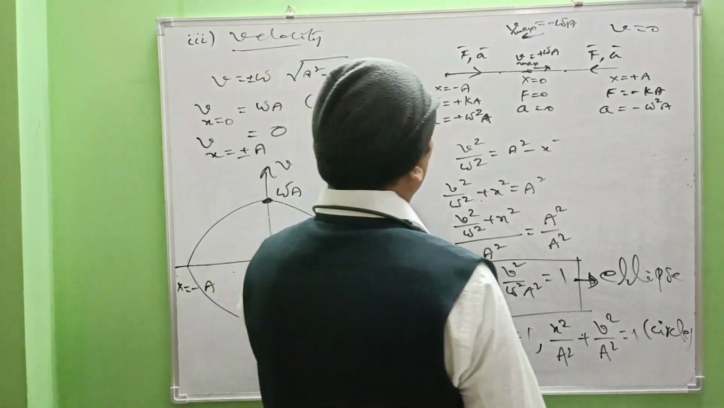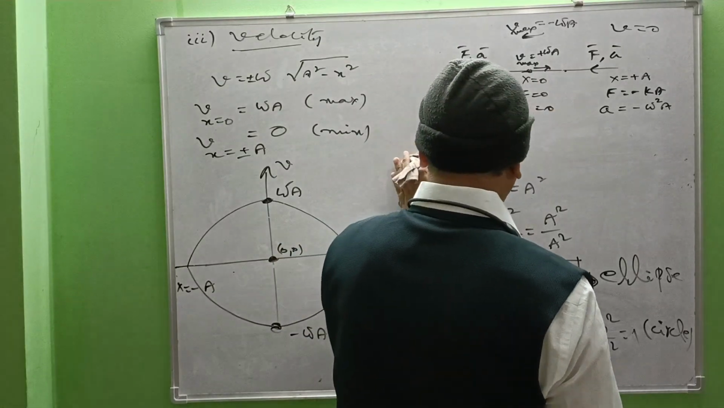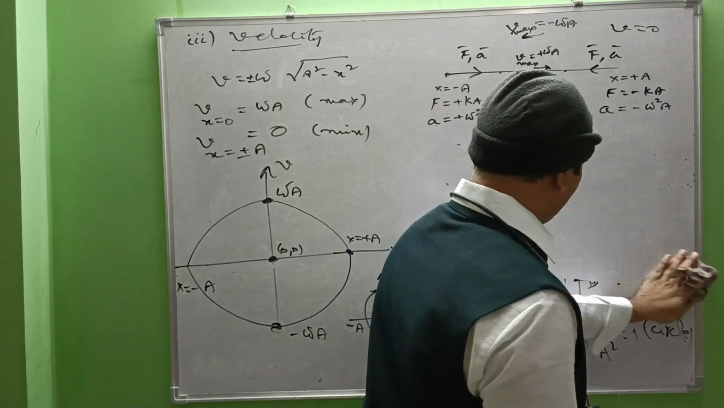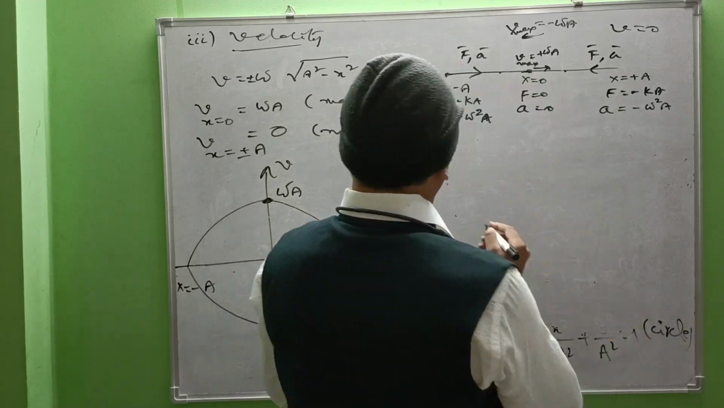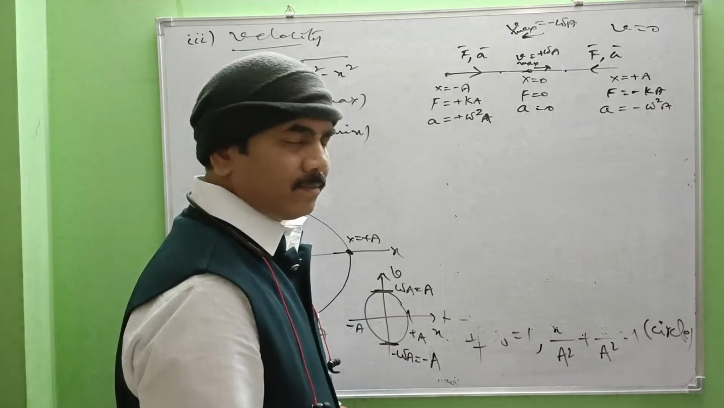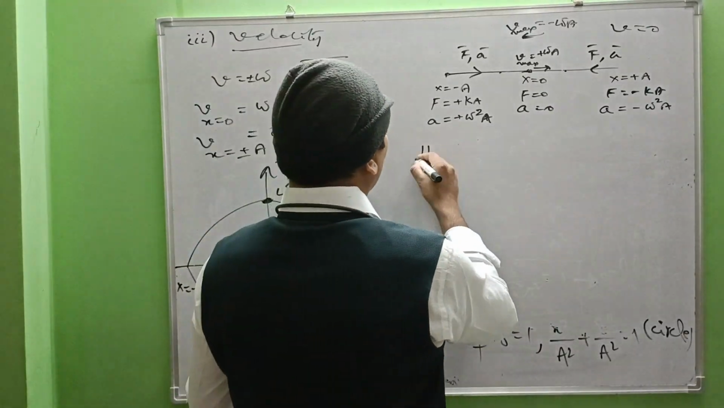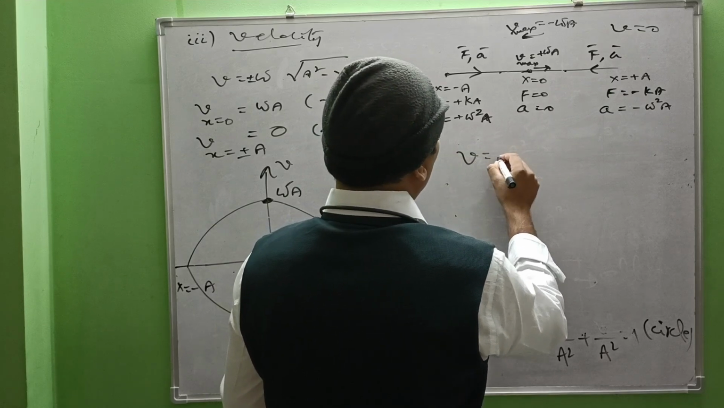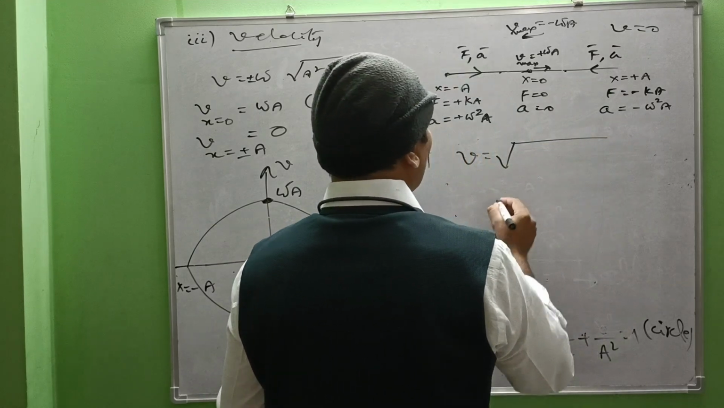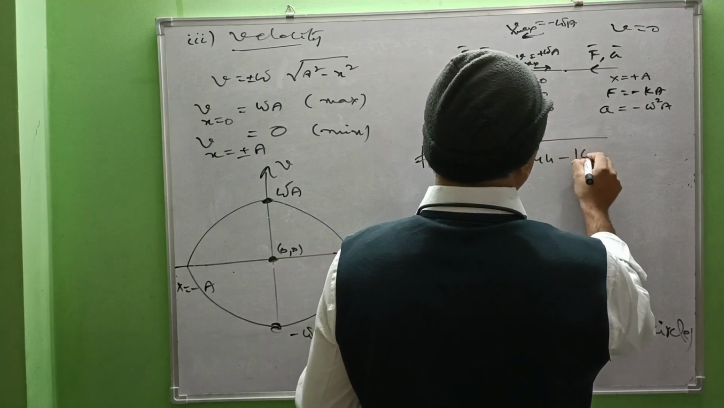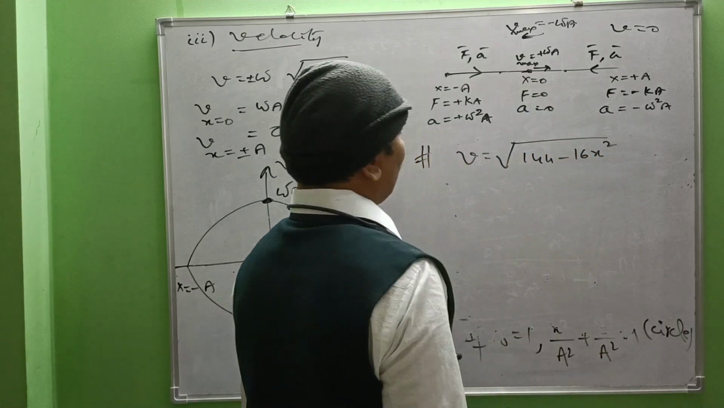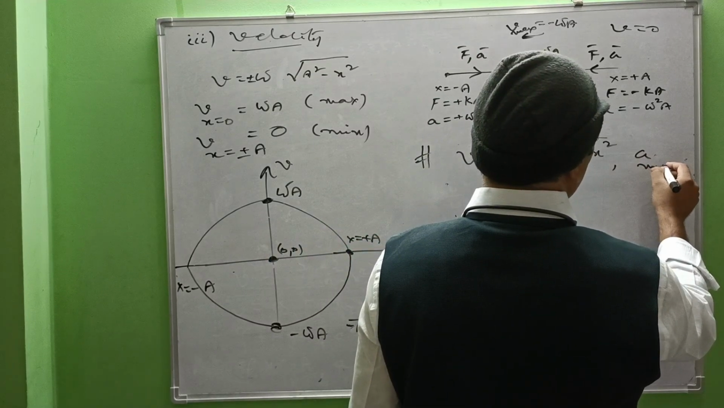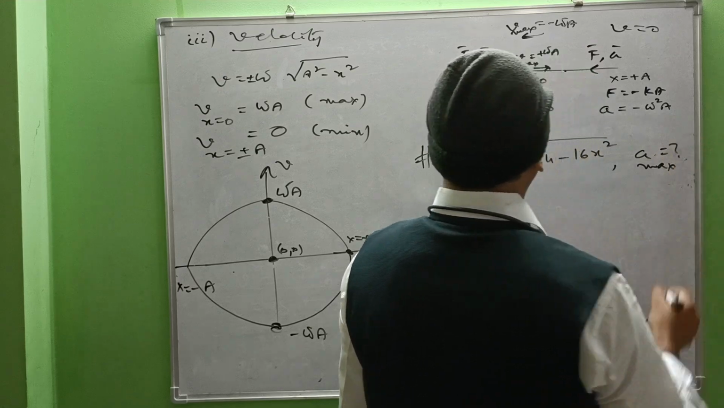Now let us see one illustration. Suppose one particle is oscillating simple harmonically, and the variation of velocity with position is given by v equal to root over 144 minus 16 x square. Now find a max. What is the maximum acceleration of the particle?